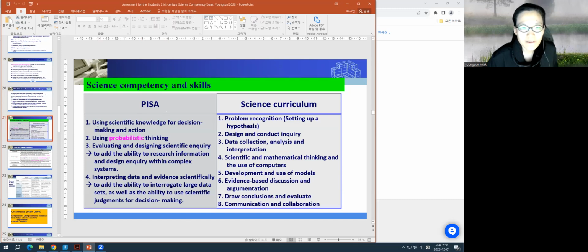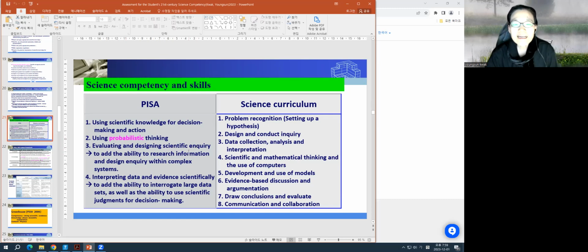The first one that PISA assesses is using scientific knowledge for decision making and action. The second one is using probabilistic thinking. It's not a kind of assertion or a decisive claim. We are talking about probabilistic thinking. That's the scientific thinking, okay? The third one is evaluating and designing scientific inquiry.